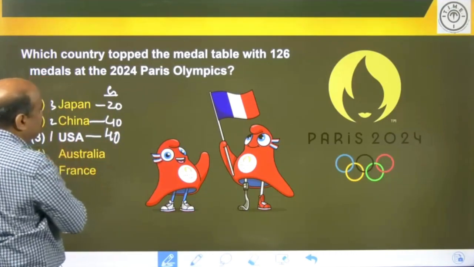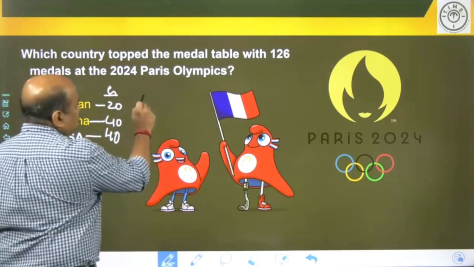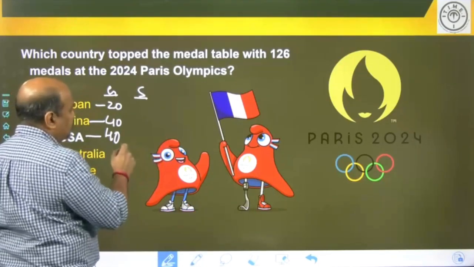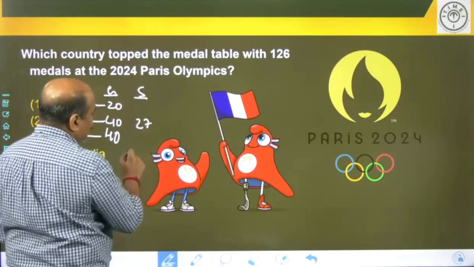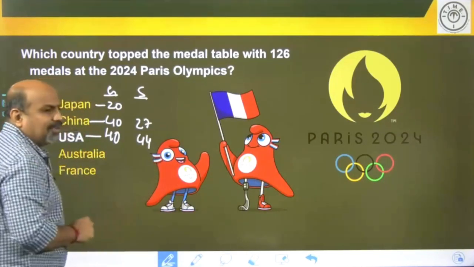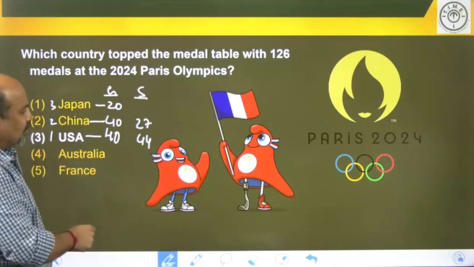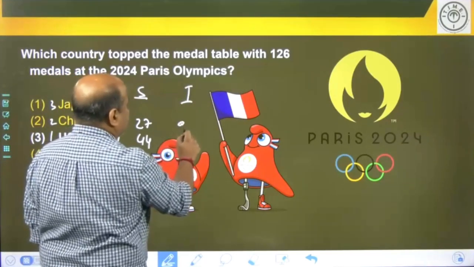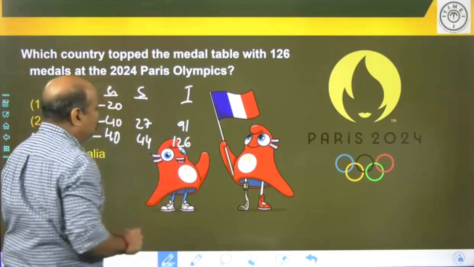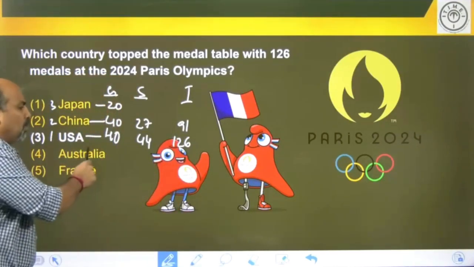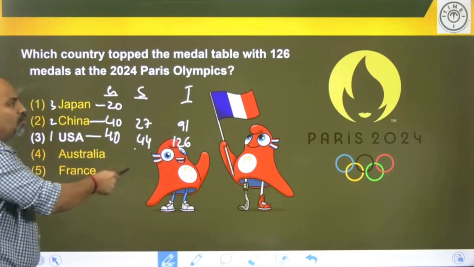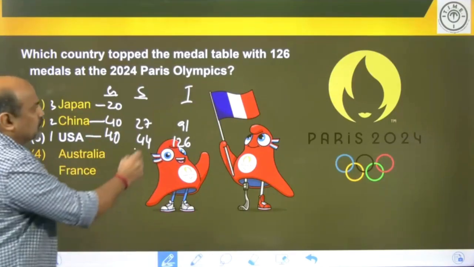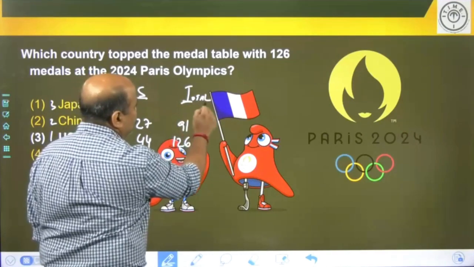But you know, since there was a tie between China and the US, they looked at silver medals. The Chinese got 27 and the US got 44. So by virtue of this, more silvers plus total. Let's look at total. The Chinese got, I think, 91 and the US got 126 overall. So, overall higher medal count, overall higher silver count. That's how the US came to be at the top of the table. This is total, my friends. Got it?